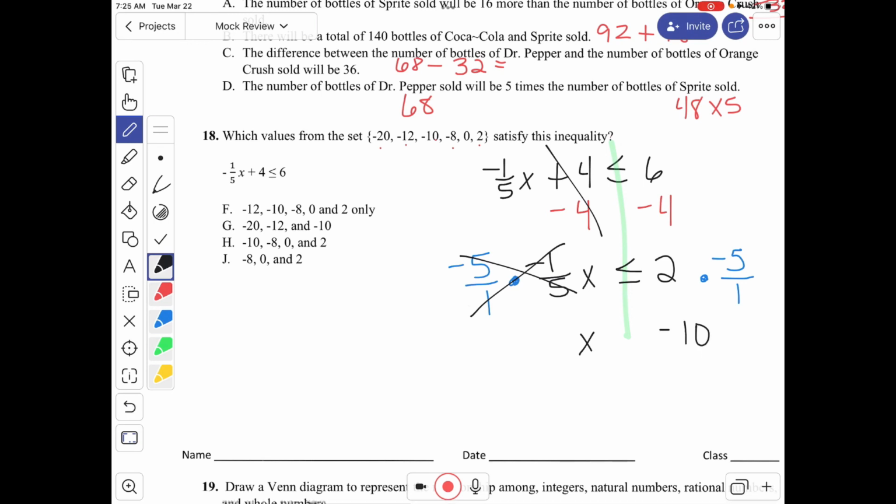However, remember the rule that if you multiply or divide by a negative, then you have to flip the sign. The alligator has to float the other direction. So x needs to be greater than or equal to negative 10. Is 2 greater than or equal to negative 10? Which in this set are greater than or equal to negative 10?